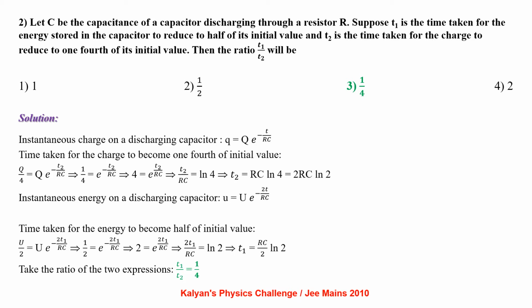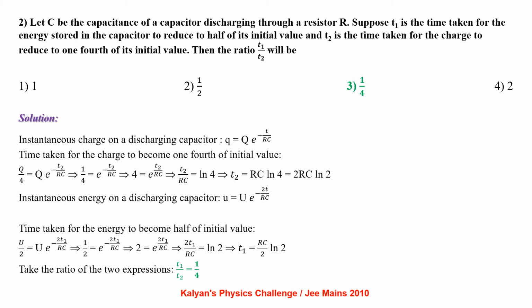The instantaneous charge on a discharging capacitor is given by the formula Q equals capital Q times e power minus t by RC, where capital Q is the maximum charge stored in the capacitor. Now as the charge has to become 1/4 of the initial value, we can write Q by 4 equals Q times e power minus T2 by RC. From there we can simplify the expression to get T2 equals 2RC log 2, that is log to base e.